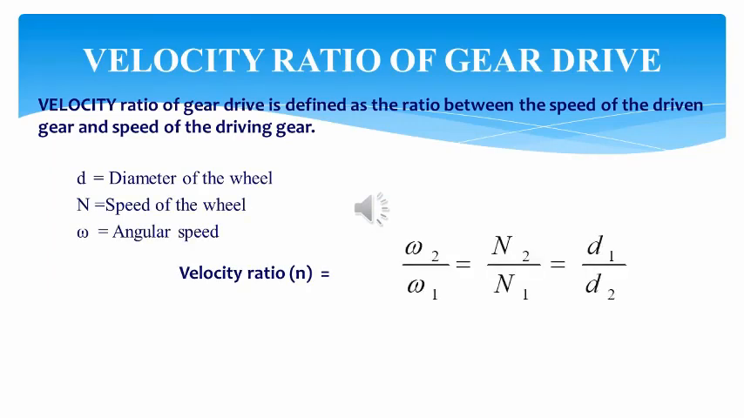So the velocity ratio of the gear drive can be obtained in a similar fashion as for the belt drive. So velocity ratio N2 by N1 is equal to D1 by D2. So the speed is inversely proportional to the diameter.